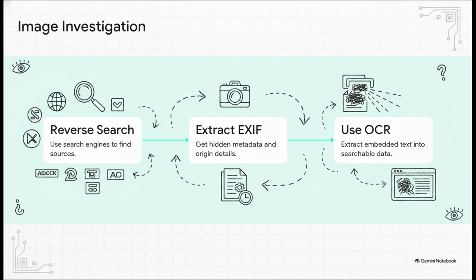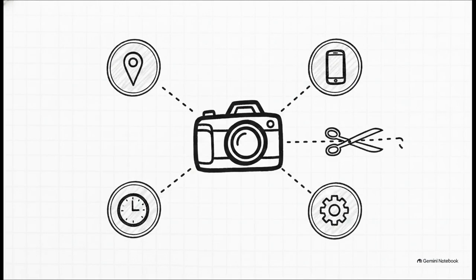Use optical character recognition, or OCR, to turn any embedded text inside that image into actual searchable data. Let's talk about Step 2 for a second, because EXIF data is an absolute goldmine. Every single time you snap a photo, your smartphone automatically embeds specific, hidden details right into the digital file. We're talking your exact GPS coordinates, your exact camera model, and the precise timestamp of when the photo was captured. You can use tools like ExifTool to extract all this.